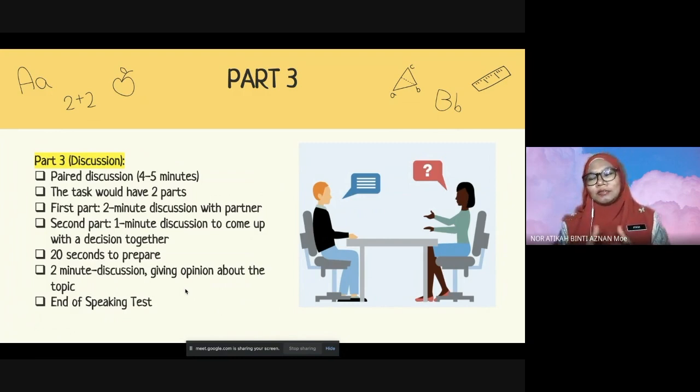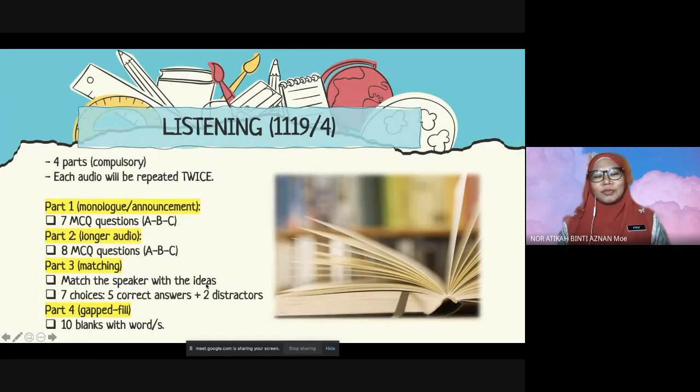And then after that, there will be a slightly 2-minute discussion. Both candidates will have to give opinion about the topic. And after that is the end of speaking test. There is a link where I happen to come across as I studied about this format. There's a video showing modeling how speaking test is carried out, and I will provide the link here in the description. So let's take a look at listening 1119 paper 4.